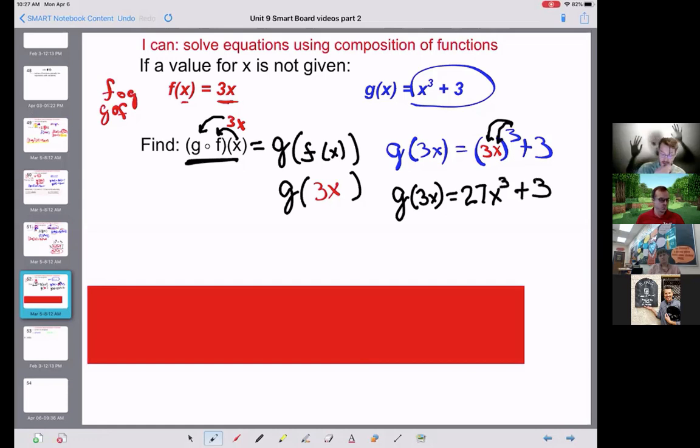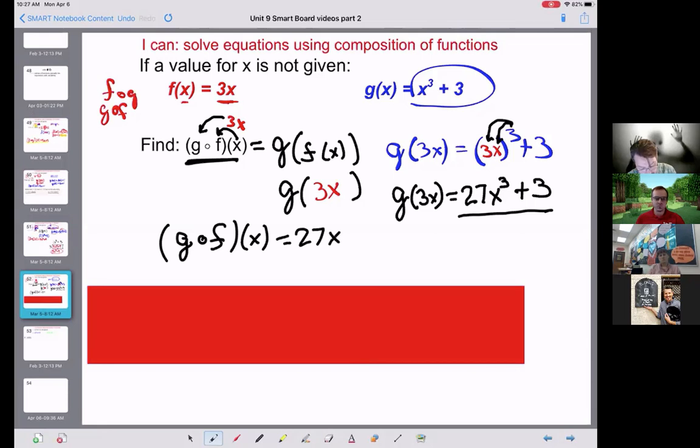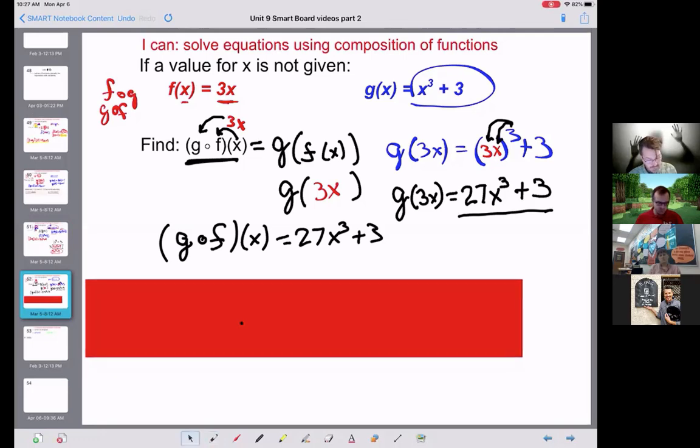And again, is there anything there that's like terms? The answer is no. So g of 3x is 27x to the third plus 3, which means that g of f of x equals 27 times x to the third power plus 3.